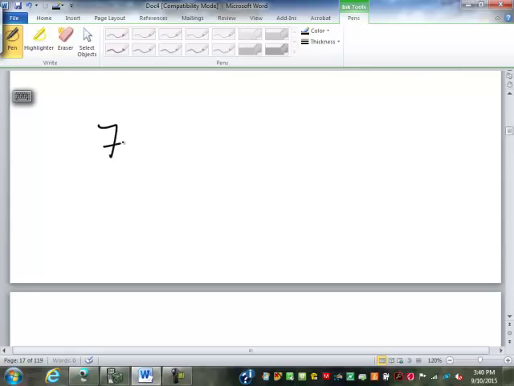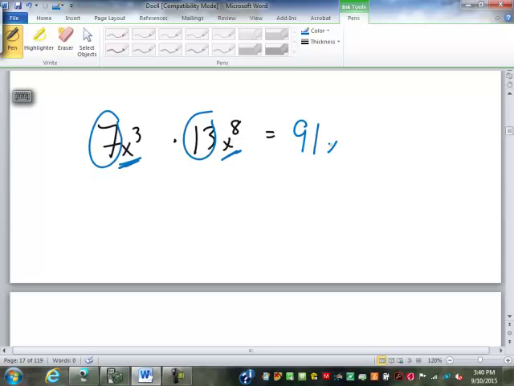So what if I add a number into that? Like 7x to the 3rd times 13x to the 8th. Well, just like any other time, we're combining the counts. What's 7 times 13? 91. And then I combine the names. X to the 3rd times x to the 8th is x to the 11th. 3 plus 8 is 11.